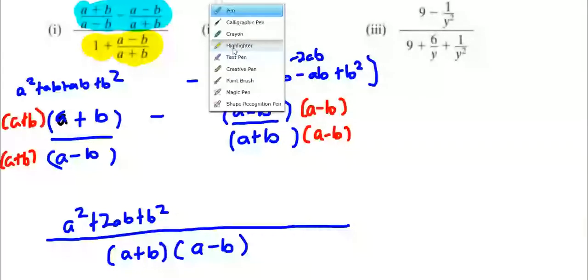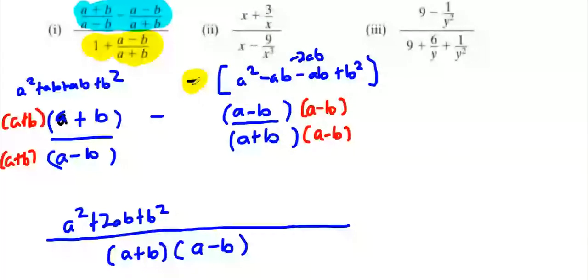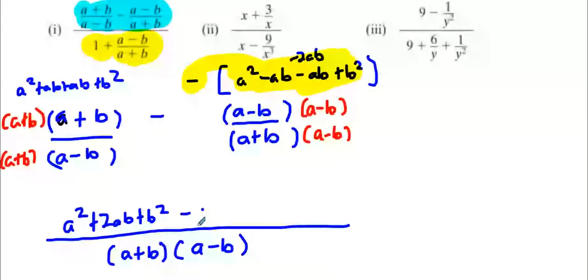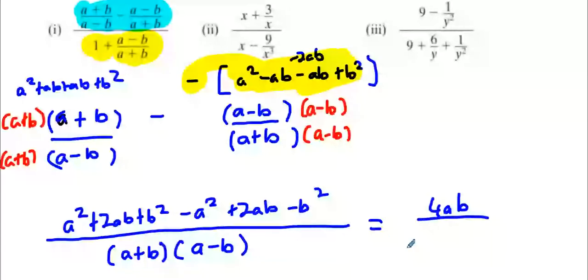What happens when this minus comes into play and it multiplies in here? What do you get then? You get minus a squared, yeah, what else? Plus 2ab. Cool. And what happens to the numerator? The a squareds and b squareds cancel, leaving 4ab over a plus b and a minus b.